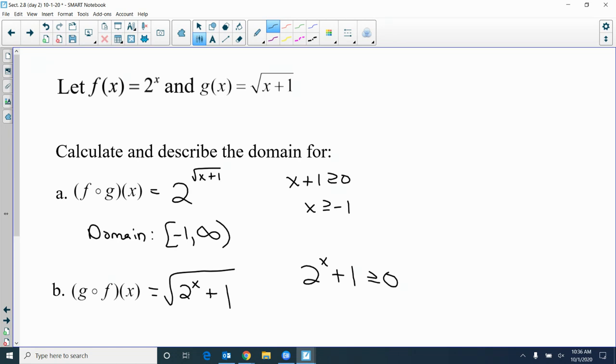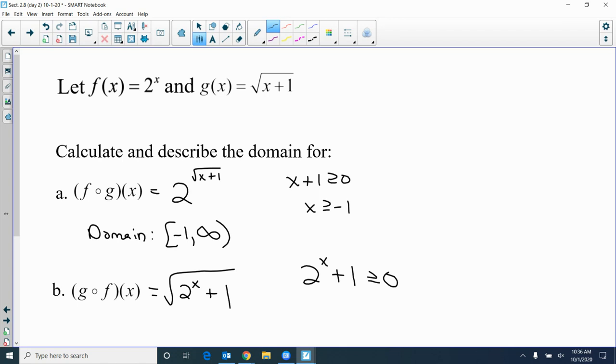Well, 2 to the first is 2, 2 squared is 4, 2 cubed is 8. But what happens to the negatives? 2 to the zero is 1. 2 to the negative 1 is what? 1 over 2. There we go. 2 to the negative second is 1 over what? 2 squared, which is 1/4. 2 to the negative third is 1 over 2 cubed, which is 1/8.